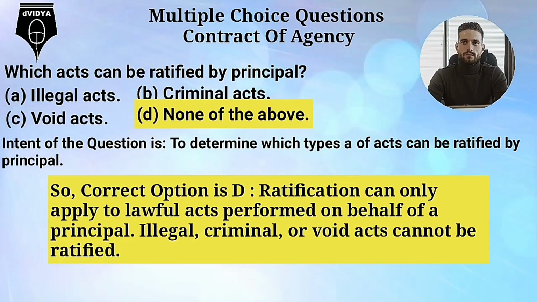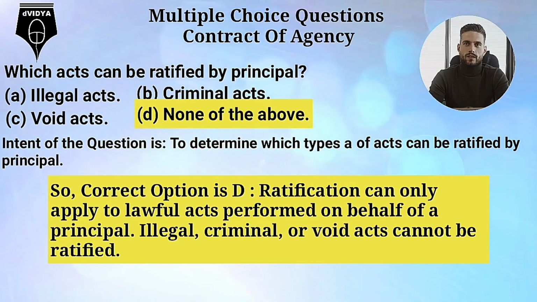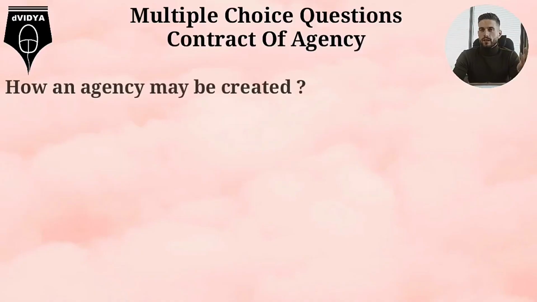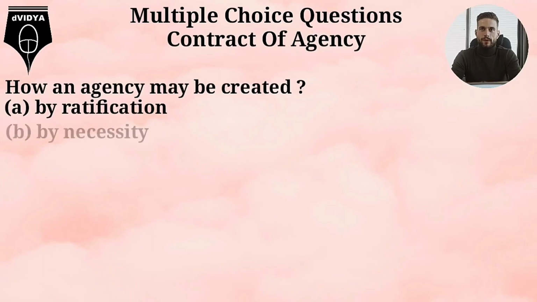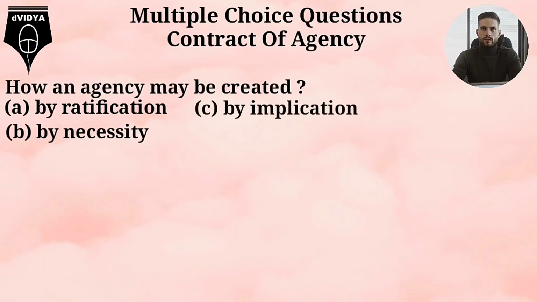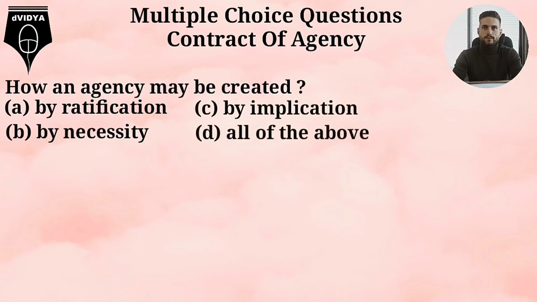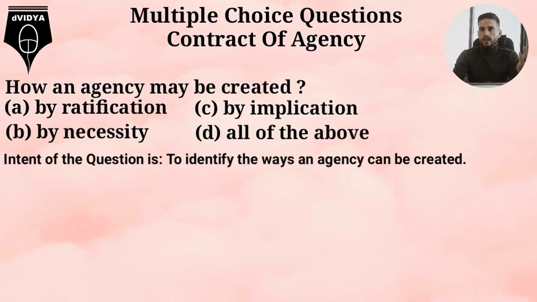Ratification can only apply to lawful acts performed on behalf of a principal. Illegal, criminal, or void acts cannot be ratified. How may an agency be created? Option A. By ratification. Option B. By necessity. Option C. By implication. Option D. All of the above. Intent of the question is to identify the ways an agency can be created.